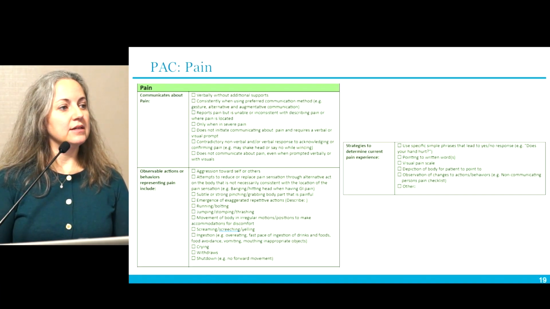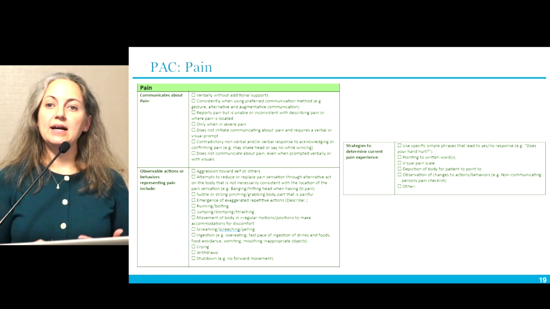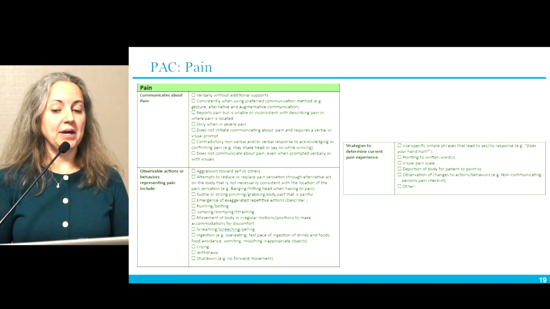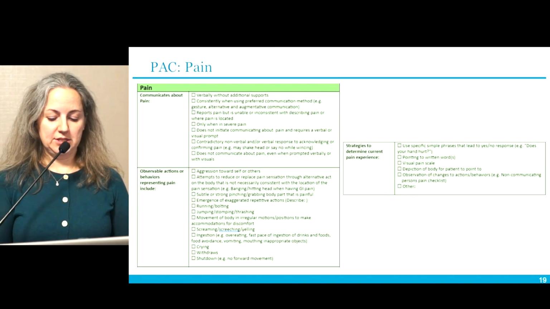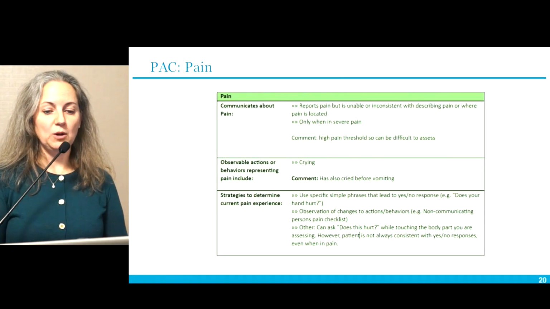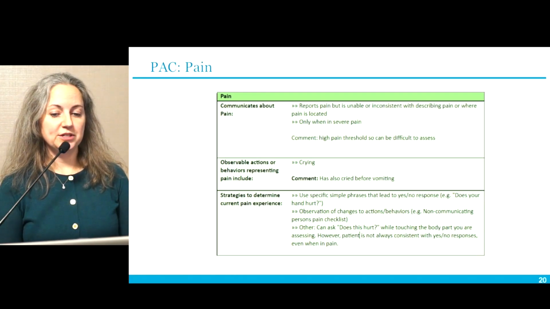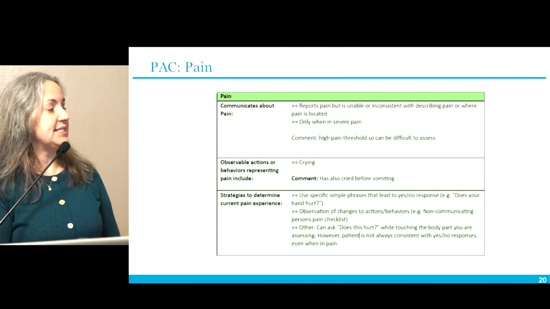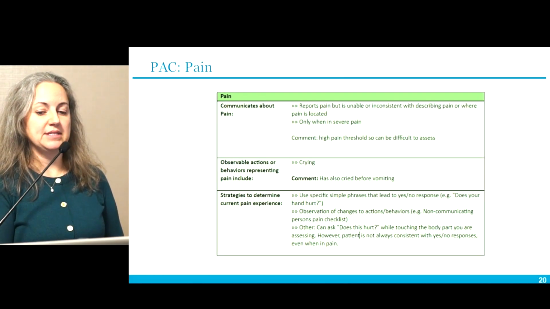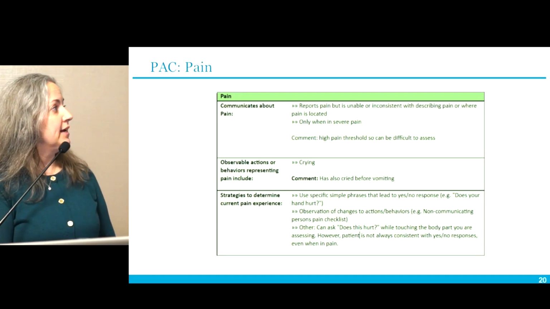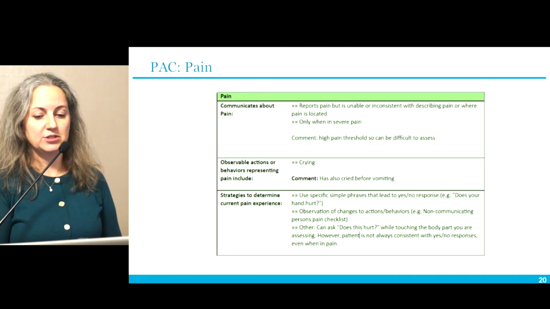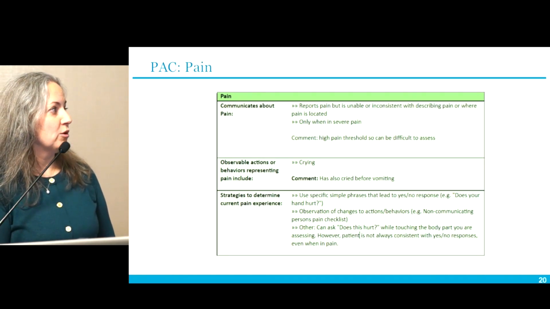When someone doesn't communicate about pain in a typical way, these are all of the different kinds of behaviors that we could see that's a potential pain behavior, and then some strategies to determine their experience. So this is from a care plan that's more specific. It has some of the standardized options that are available, like reports pain but is unable or inconsistent with describing it, but then has some more, that the person has a high pain threshold, so it can be difficult to assess. And down here, another more directive strategy.